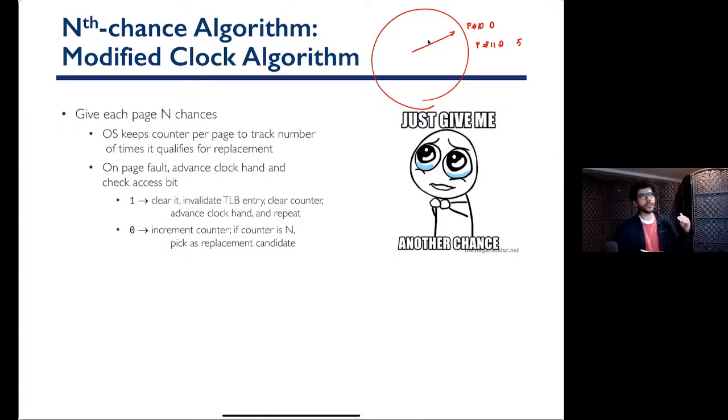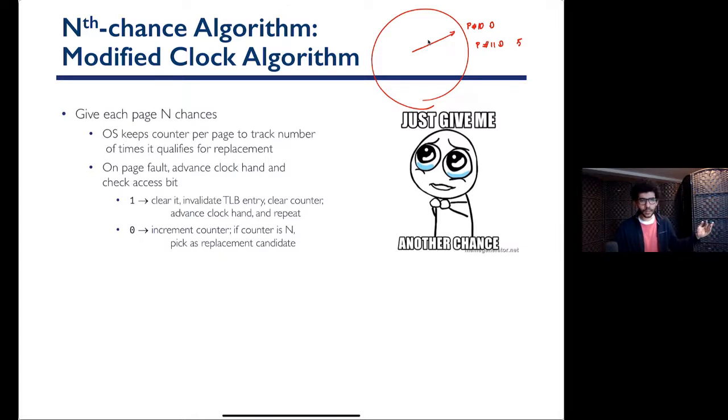So again, every time hardware searches for a virtual to physical address translation and doesn't find the translation in the TLB, it does a page table walk. So it goes through the page table to find the translation. When hardware finds the translation, it sets the access bit to 1 and then caches the translation in the TLB.